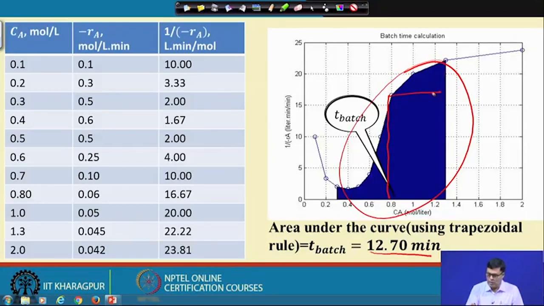You have to make a rectangle like this. You can consider this as a triangle, you can consider this as a rectangle, am I right? And this is again a triangle, then a rectangle. Now again, you can more or less consider this as a triangle, then you can consider this as a rectangle. So it is an approximate value, because with the graphical method the exact value is very difficult to find out, but you can find out the approximate value of the time required for the batch process.